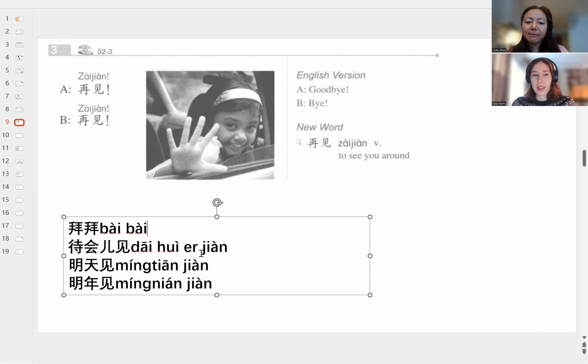Have you heard of 待会儿见? No, I haven't. 待会儿见, for example, we will part for a short time. So then I will say 待会儿见. It means see you soon. It can be 1 hour later or 5 minutes later. 待会儿 means a short time, and then 见. 待会儿见. Another way, if we want to see you tomorrow.